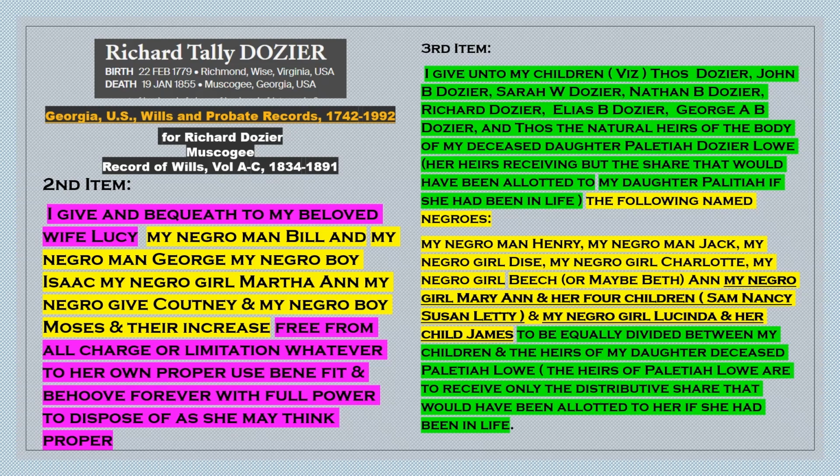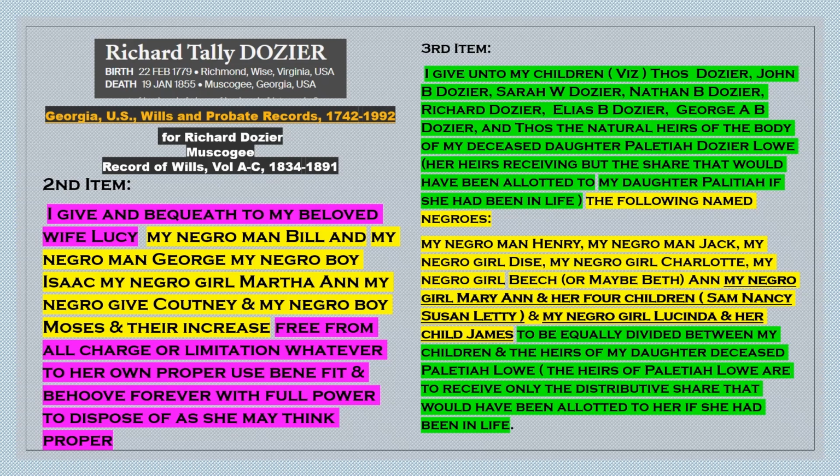He says, so to all of his kids, and he says the following named Negroes: my Negro man, Henry, my Negro man, Jack, my Negro girl, Dicey, my Negro girl, Charlotte, and my Negro girl, Beach, or maybe Beth, and then it's either Beach Ann or Beth Ann. My Negro girl, Mary Ann, and her 4 children, Sam, Nancy, Susan, and Letty, and my Negro girl, Lucinda, and her child, James. So there's some family groups there, which again is a gold mine.